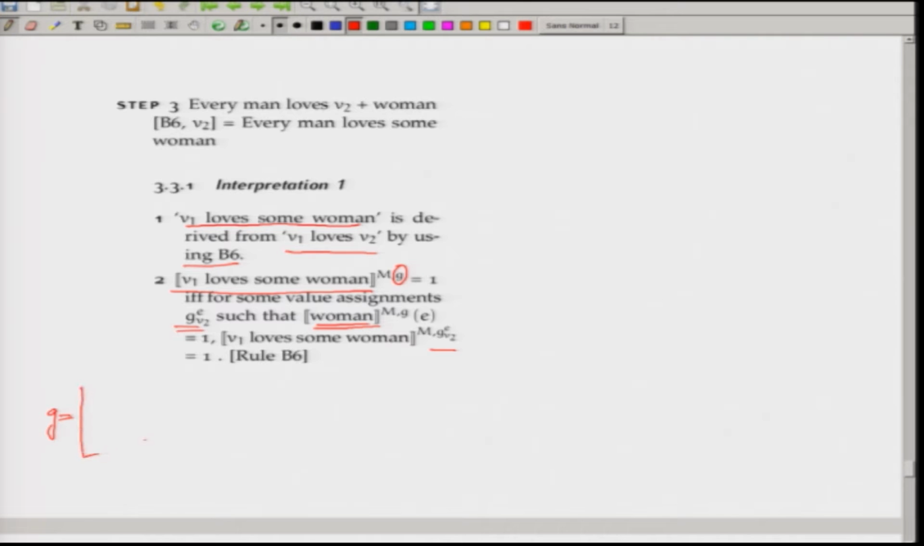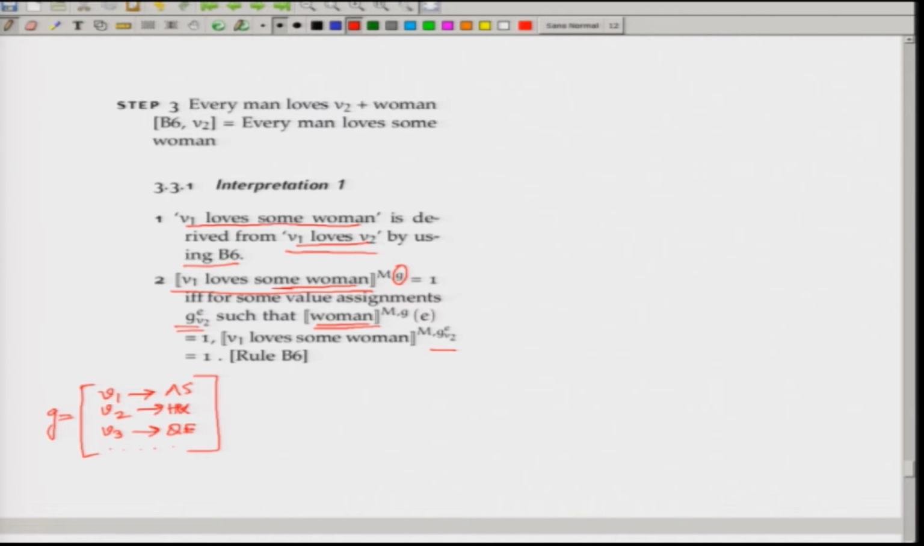That is, it assigns AS to V1, and it assigns HK to V2, and it assigns QE to V3. This is G. Now, here the relevant variable is definitely V2, because that is varying. We are considering this part where we had V2. So if this is phi, then phi prime is V1 loves some woman.